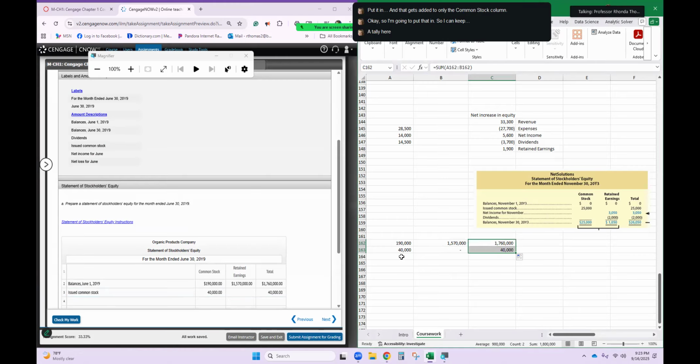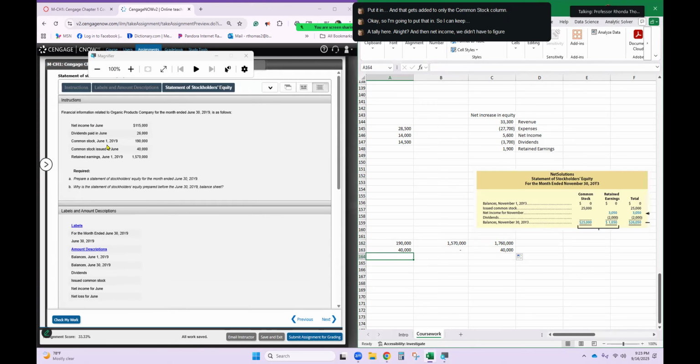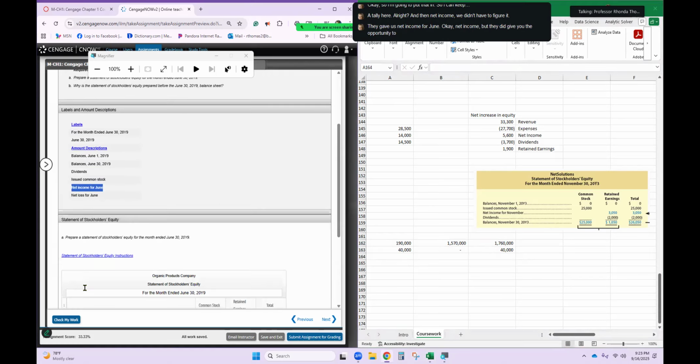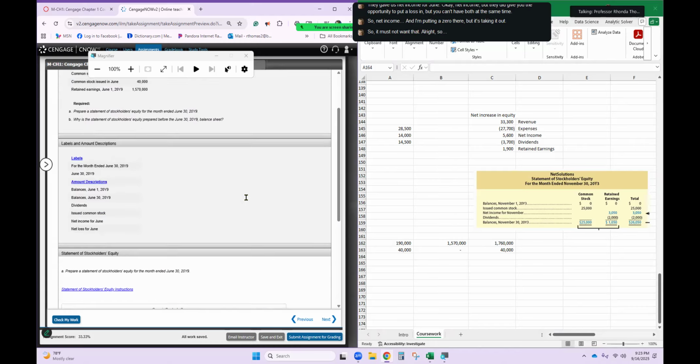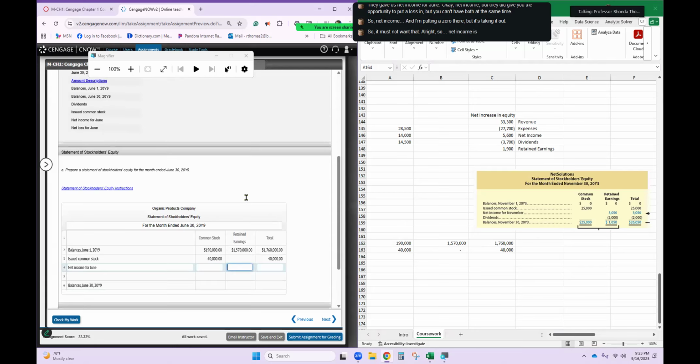All right. And then net income, we didn't have to figure it. They gave us net income for June. They did give you the opportunity to put a loss in, but you can't have both at the same time. So net income, and I'm putting a 0 there, but it's taking it out, so it must not want that. All right, so net income is 115,000.